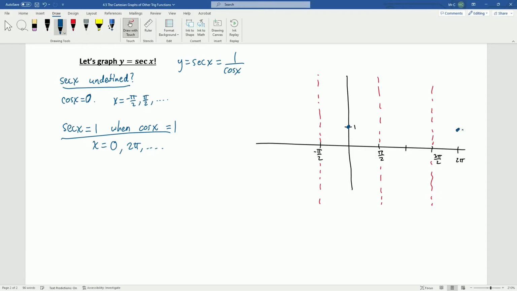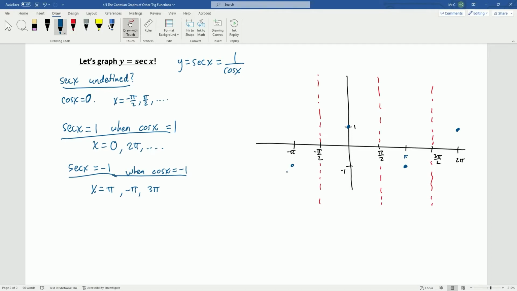So we'll just plot those 2 points for that. And I know that secant of x equals negative 1 when cosine of x is negative 1, because 1 divided by negative 1 is negative 1. So that would be when x is pi, or negative pi, or 3 pi, right? Any of those. So if we look here at pi, we get negative 1 for secant. And if we look over here at negative pi, we also get negative 1.